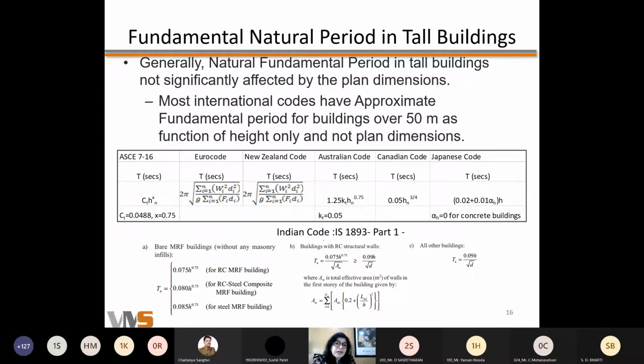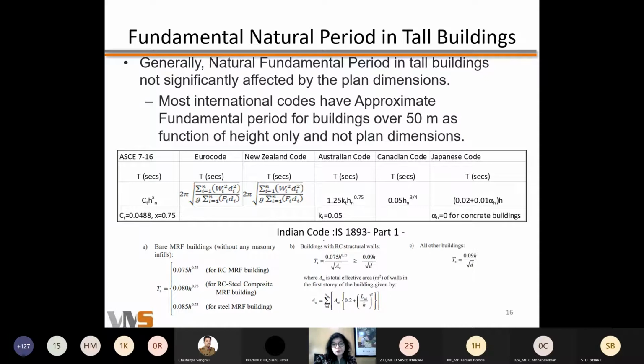The American code, ASCE 7-16, has a formula for which I've just given you the coefficients in the metric system. If you see, the time period is some coefficient times the height of the building, hn, the height of the building, raised to another coefficient. And these coefficients are more or less fixed for certain parameters.